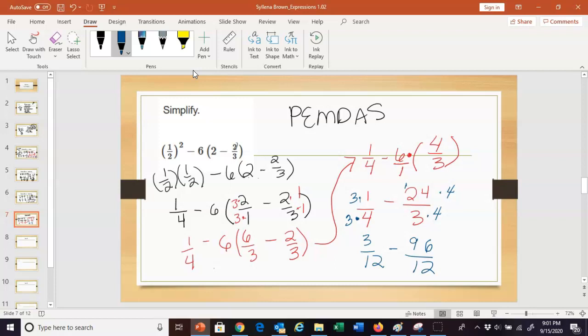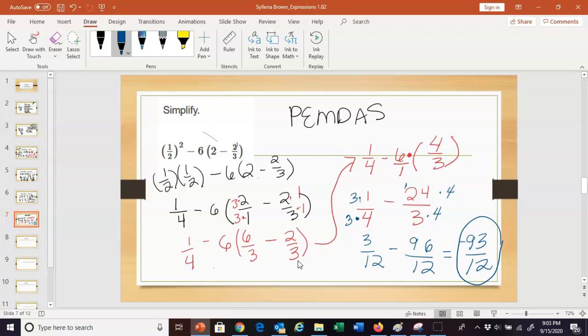All right, so now that the denominators match, we can go ahead and subtract the numerators. 3 minus 96 is negative 93. These numbers look strange to me. Does that number look strange to you? Honestly, I just took my calculator to confirm all of this because I thought there's no way that the answer is negative 93 over 12. That's so bizarre. But it is.